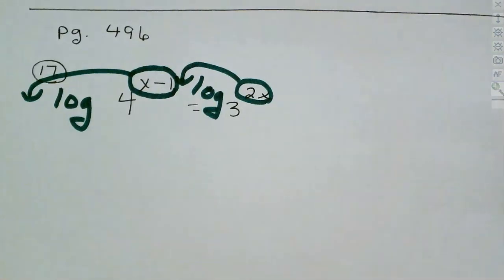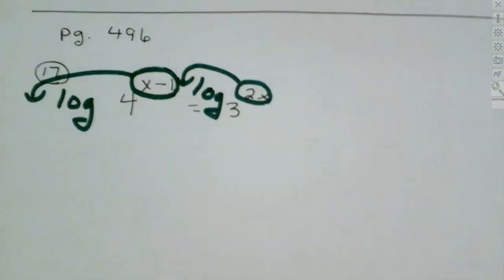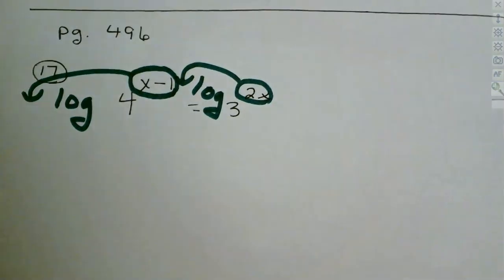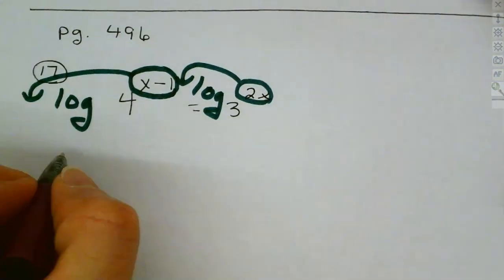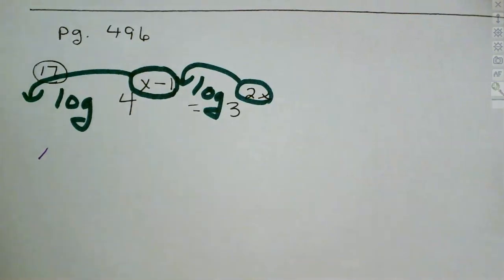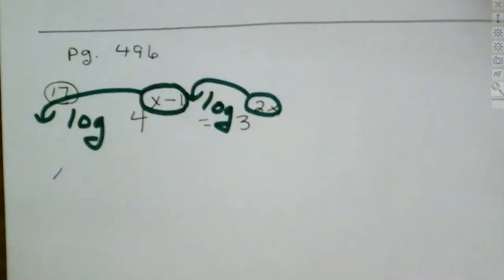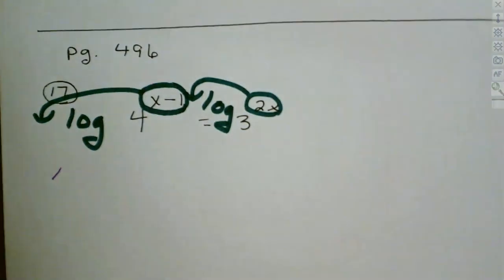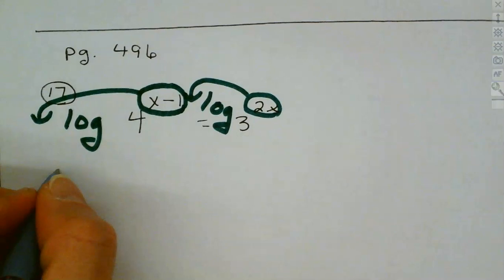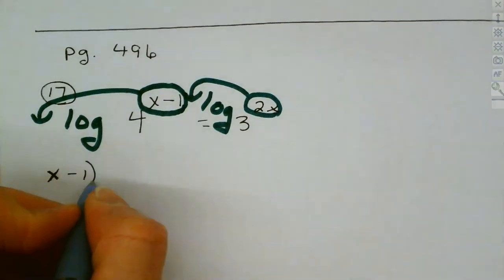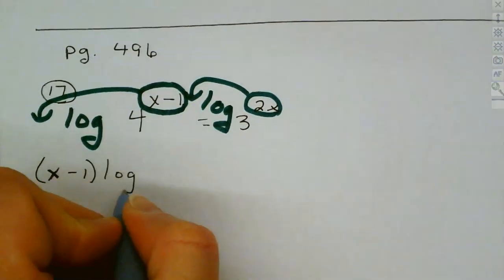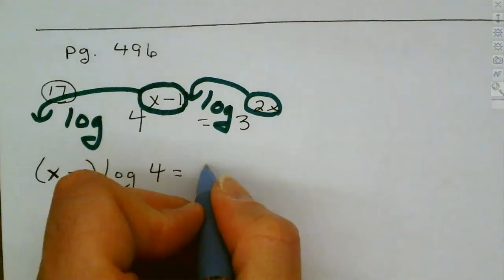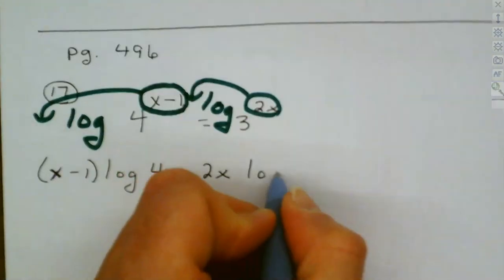So that is now going to leave me with something that I can work with. So I'm going to go ahead and bring that power down. And rewriting, let me find a pen that works right here. Switch those out. Okay, so bringing that power down, that gives you x minus 1 can come down, log of 4 equals 2x log of 3.